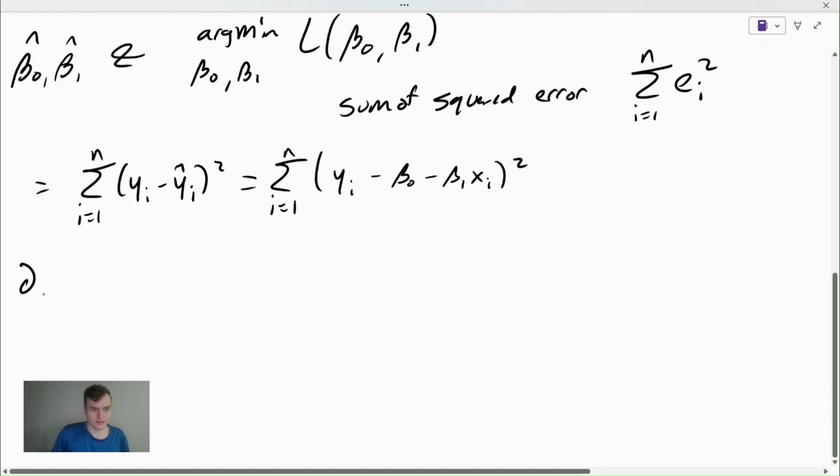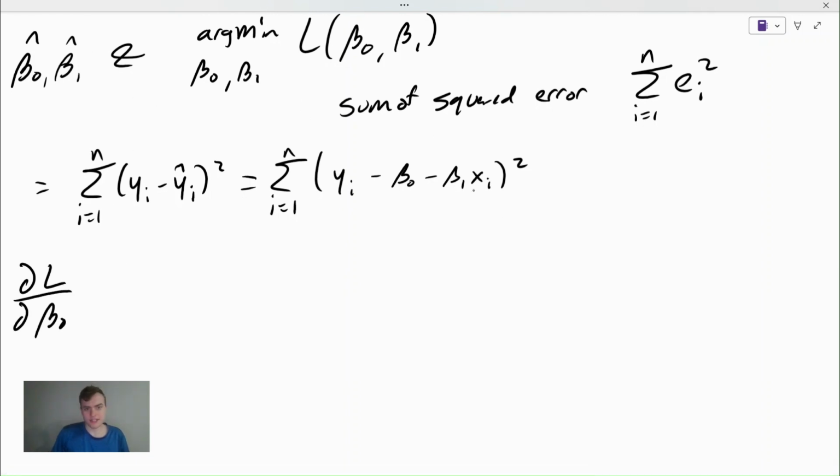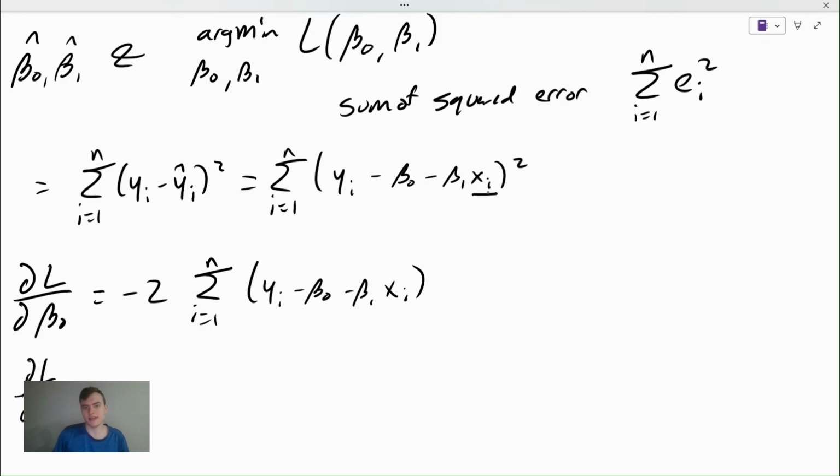So dL/d beta 0 is when we take the derivative with respect to beta 0, right? That's going to be negative 2 times this, since we have this squared up here and a negative sign there, times the summation of y_i minus beta 0 minus beta 1 x_i. And then dL/d beta 1 is pretty similar, except now we have that x_i term that's also going to be multiplied, using the chain rule.